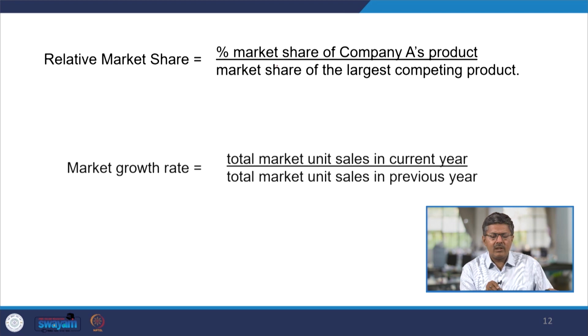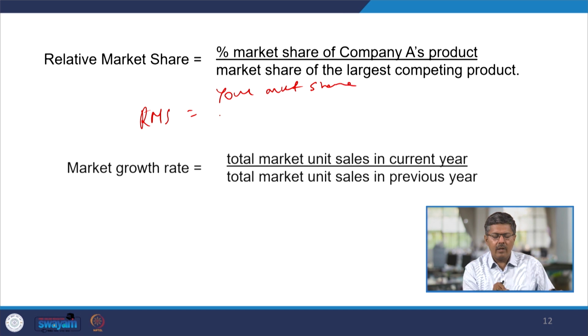When I say relative market share, how do I understand it? Relative market share is the market share of company A's product divided by the market share of the largest competing product. It is very simple: relative market share is equal to your company's market share divided by the market share of the nearest biggest competitor.